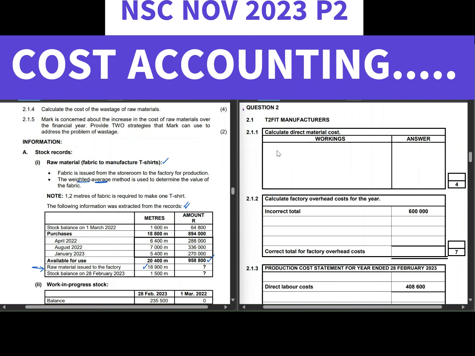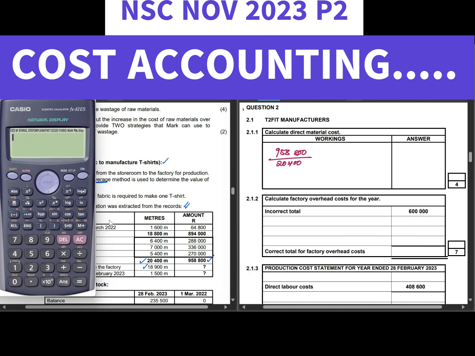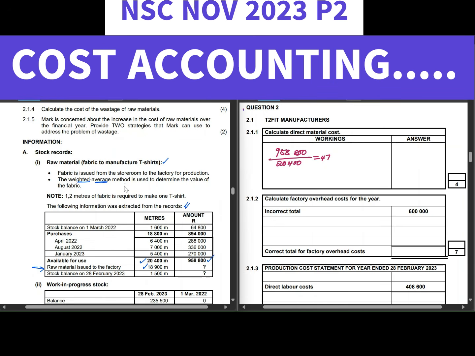So I'm going to say my 958,800, and I divide this now by the meters available for use, which is 20,400. These are the meters that are available for sale. So 958,800 divided by 20.4 gives me 47. So it means my price is 47 rand per meter. That is my weighted average value per meter.